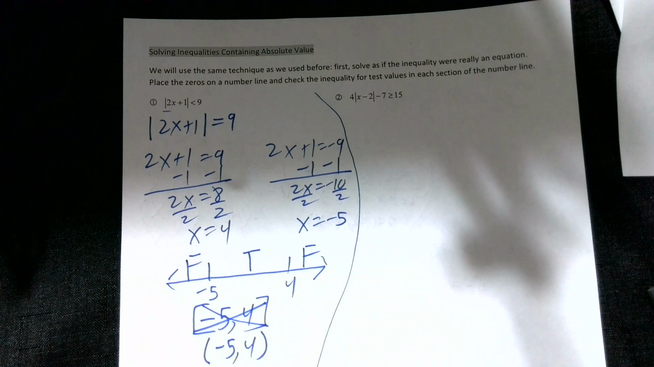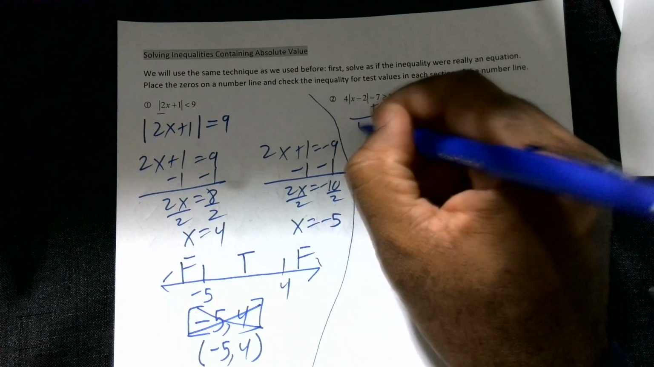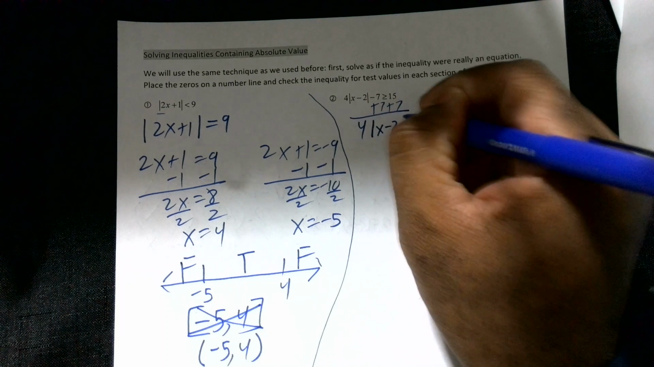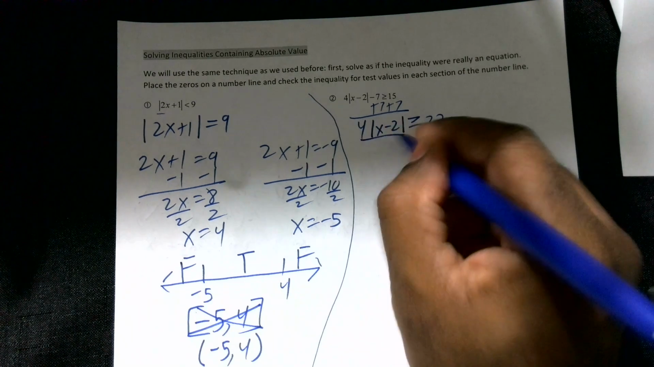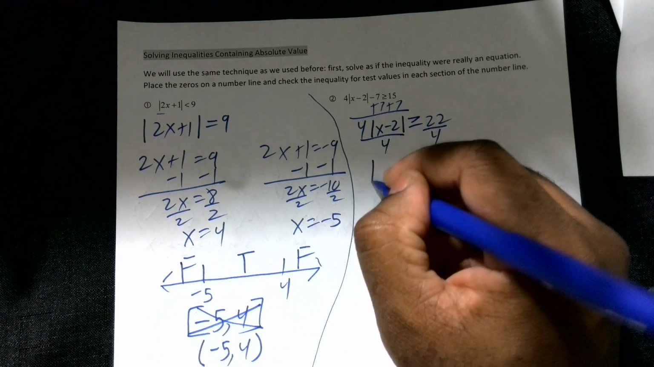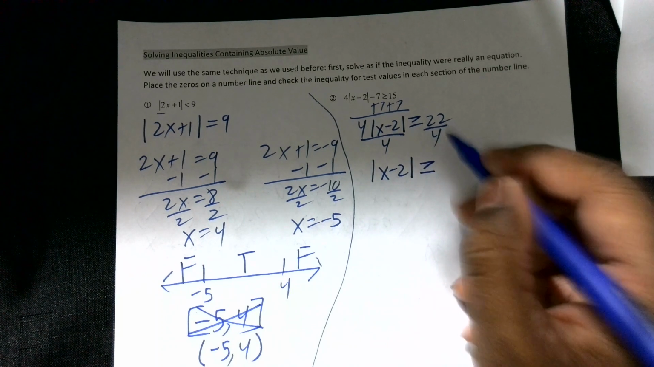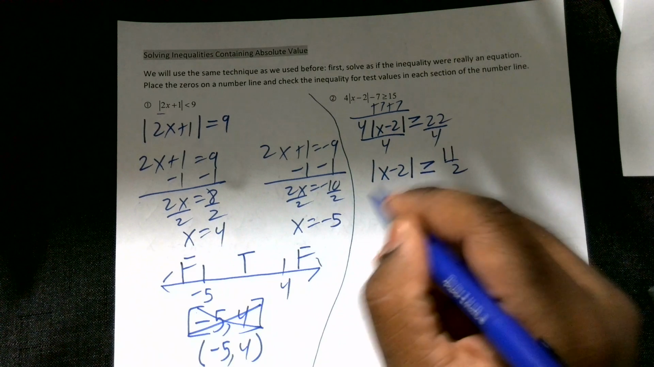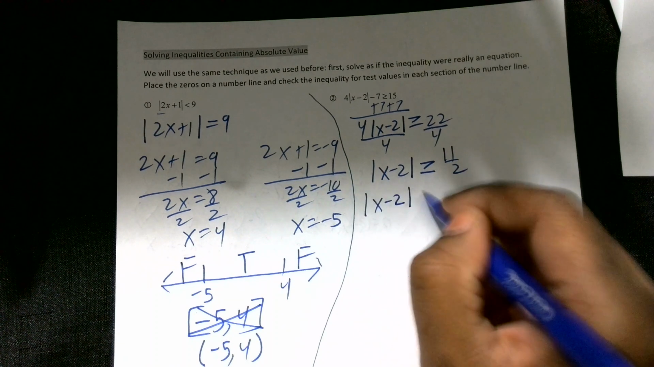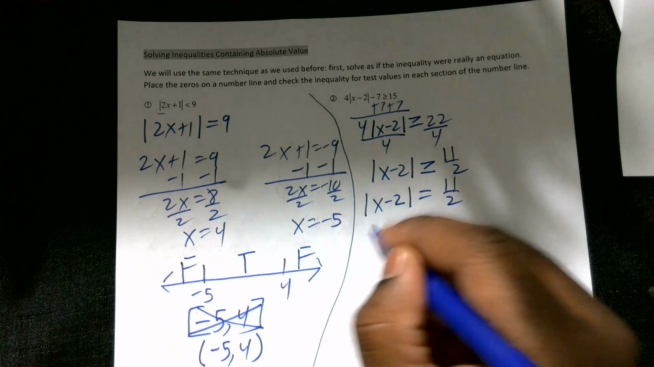Okay, number 2. Now, we will add 7 on both sides. And we have 4 times the absolute value of x minus 2 is greater than or equal to 22. We'll divide each side by 4, and the absolute value of x minus 2 is greater than or equal to, we can divide both of these by 2, and it'll be 11 over 2. Now, we'll set this as if this was an equation. So it'd be the absolute value of x minus 2 is equal to 11 over 2.